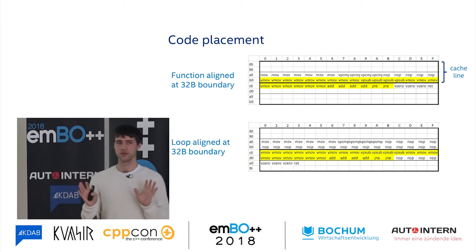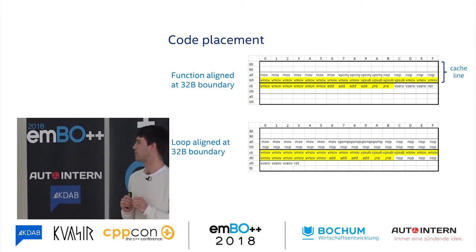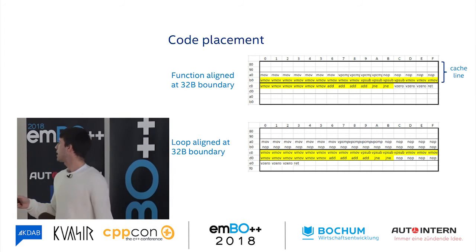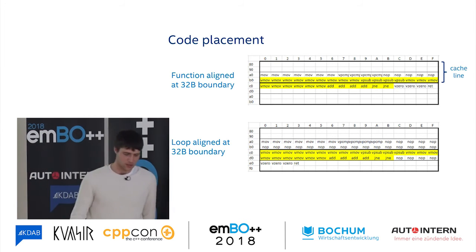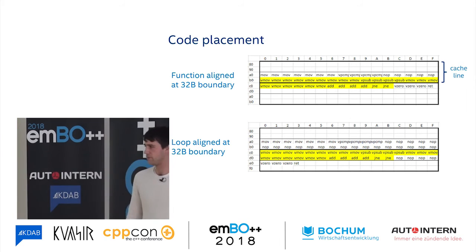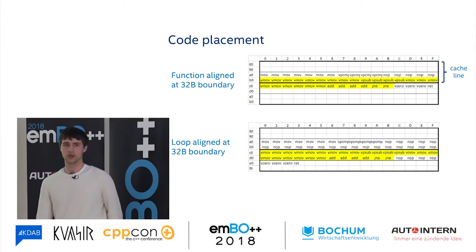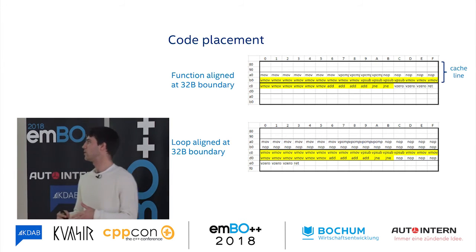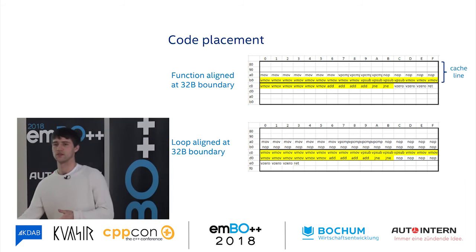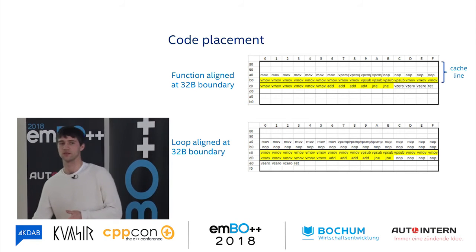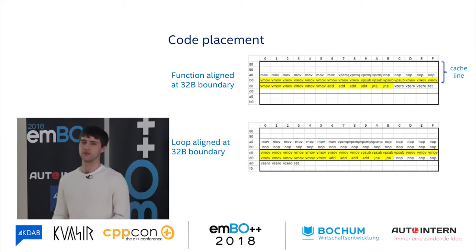I hope it's not too confusing. So notice that now our hot path, our hot loop, fully resides in one cache line. It means we are now reading half as many cache lines, and usually that means better.